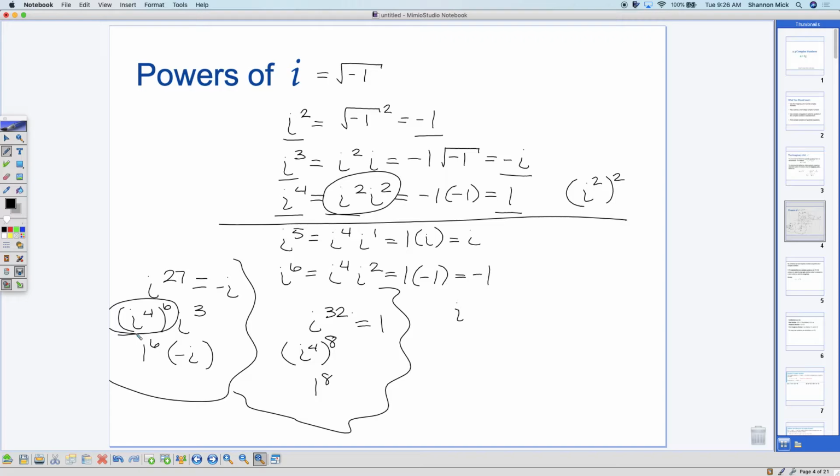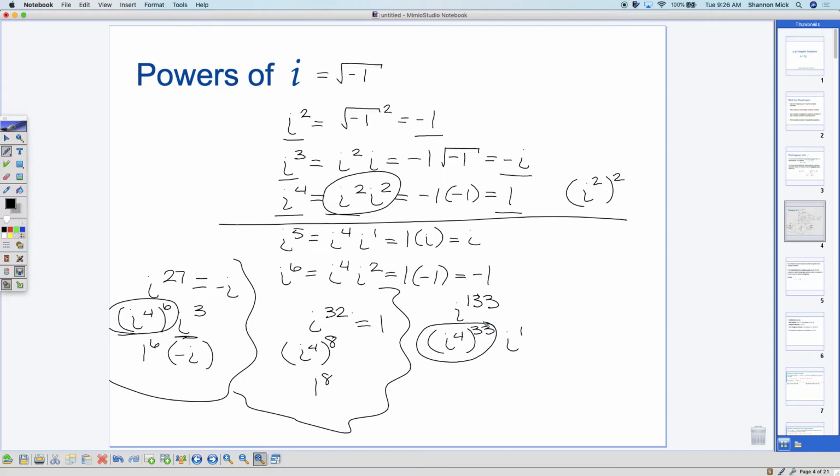Okay, 133. So i to the 133rd. I want to know how many powers of 4 there are in that, because that just reduces down to 1. And my remainder is actually going to tell me my answer. So 133 divided by 4. 4 goes into 13 three times, with 1 left over. And then how many left over? 1. So this whole thing is just 1.